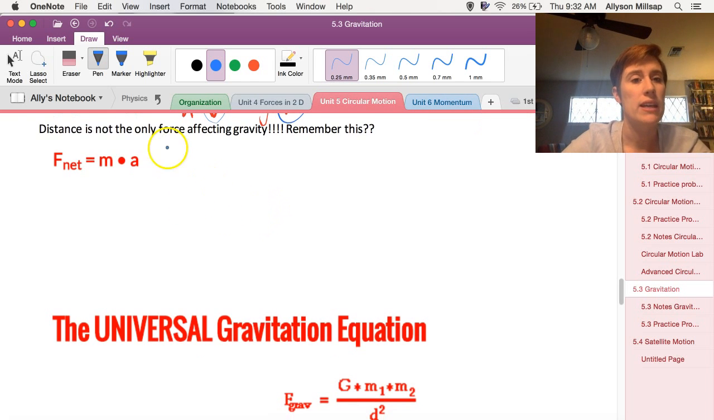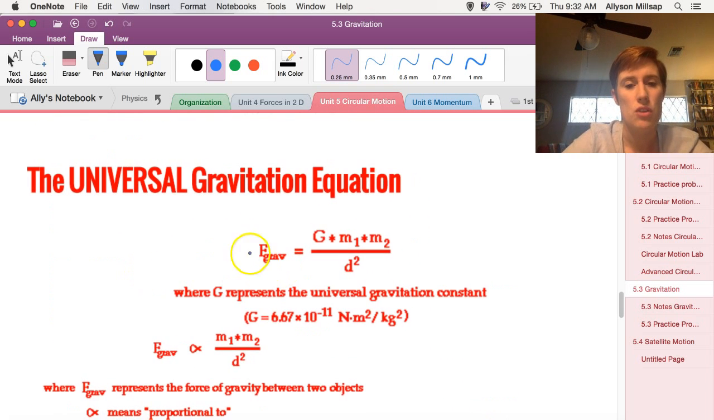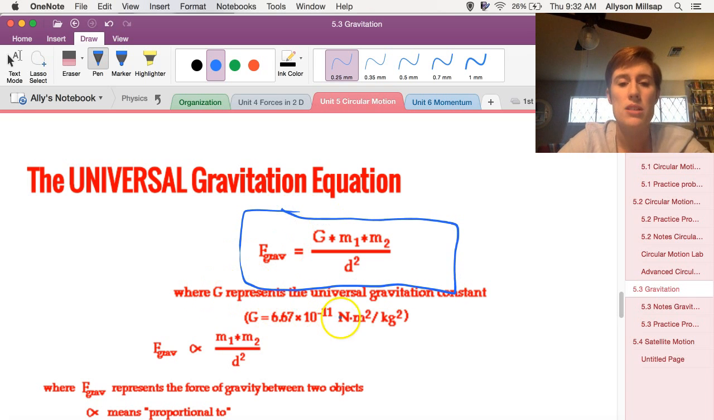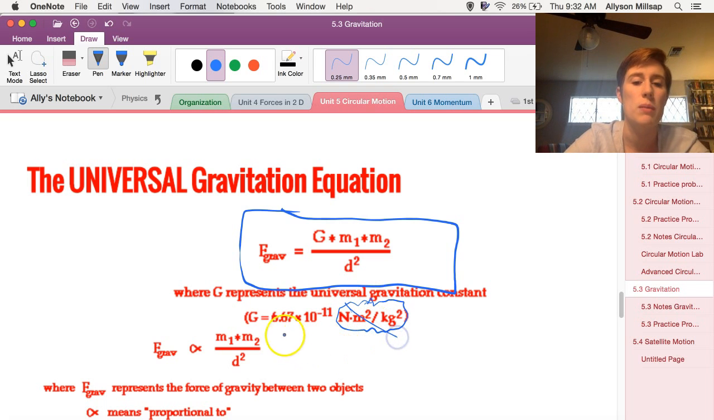Distance isn't the only thing affecting gravity. Mass is also important. It also affects gravity. So this is the universal gravitational equation, which I'm going to have on the board. G represents a universal gravitational constant. It represents 6.67 times 10 to the negative 11th, and then these are the units for G, but you don't have to know the units for G. You don't have to worry about that.